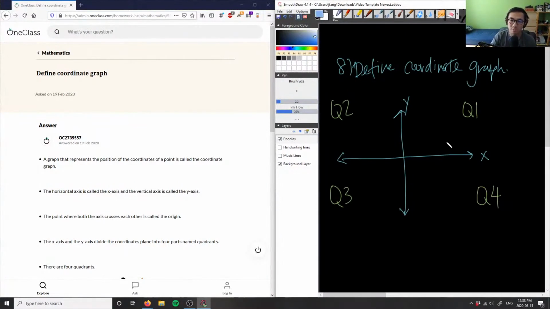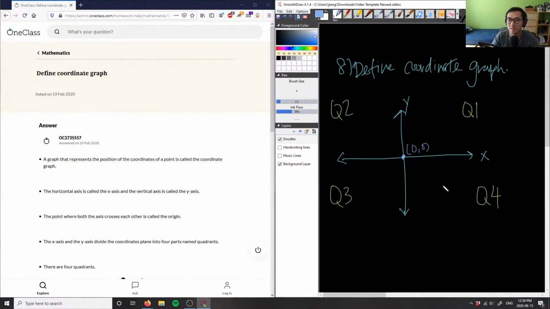So what else? What are some other features of a coordinate graph? Well, this point here, the intersection between x and y is 0, 0. If I go further increase x here, this would be positive x and 0. If I go further to the left, this would be negative x and 0.